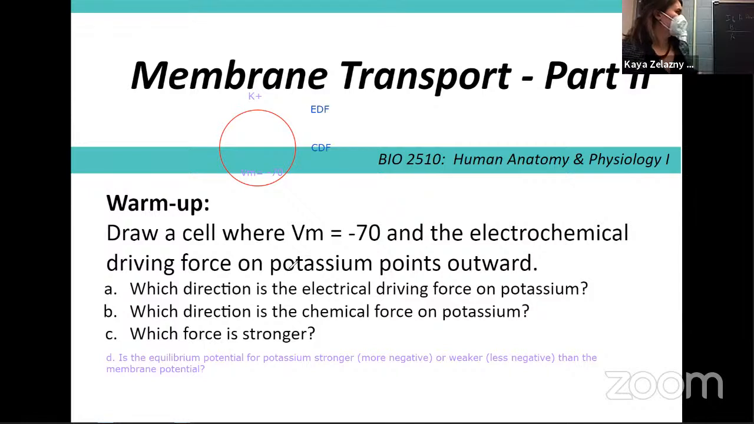So let's start with the electrical driving force, the EDF. The electrical driving force in this situation, is it going to point in or out? For this one, we're thinking about what's going on with the charge on the potassium relative to the charge from our membrane potential. So what happens with opposing charges here? We have a negative charge inside the cell and potassium has a positive charge. So are they attracted to each other or are they repelling each other? Yeah, they're attracted to each other. So for just our EDF, just our electrical driving force, we're going to be pointing in. That's that attraction of the charge.